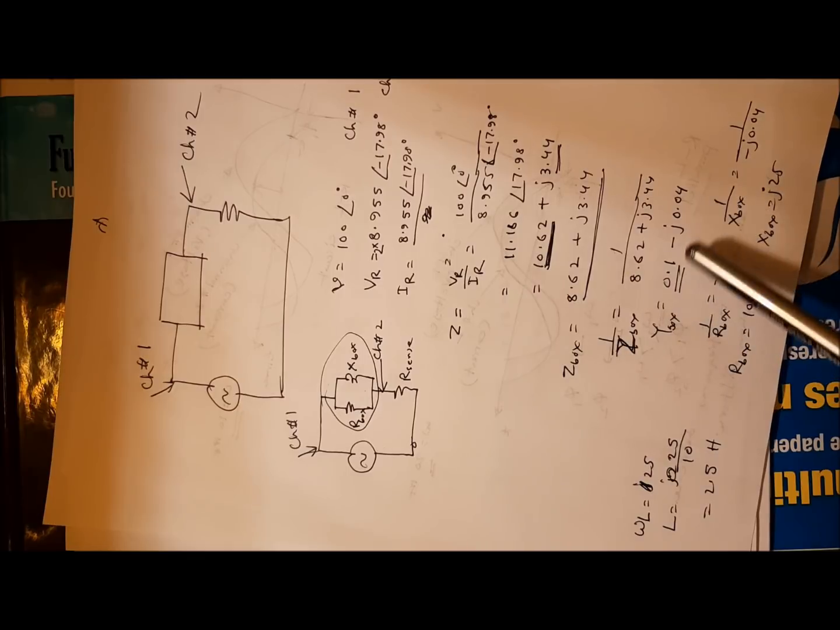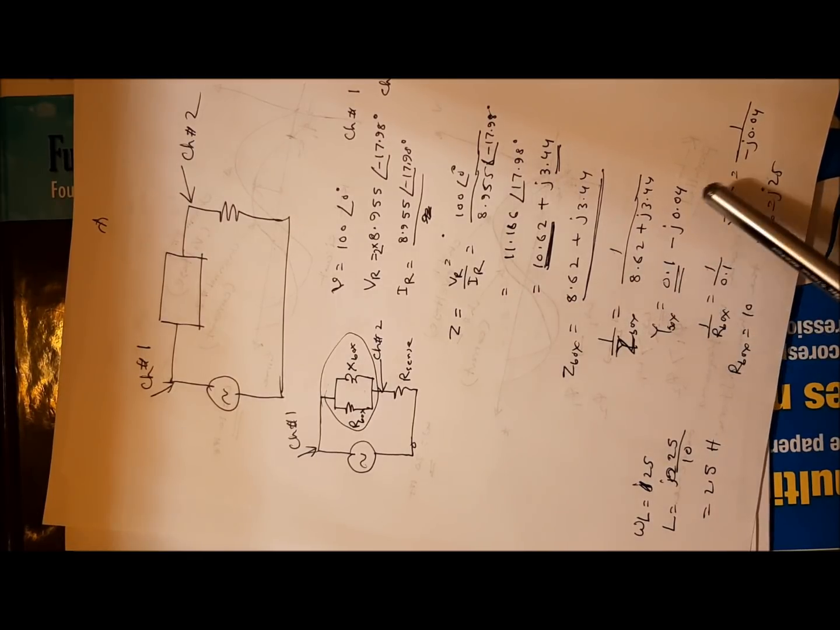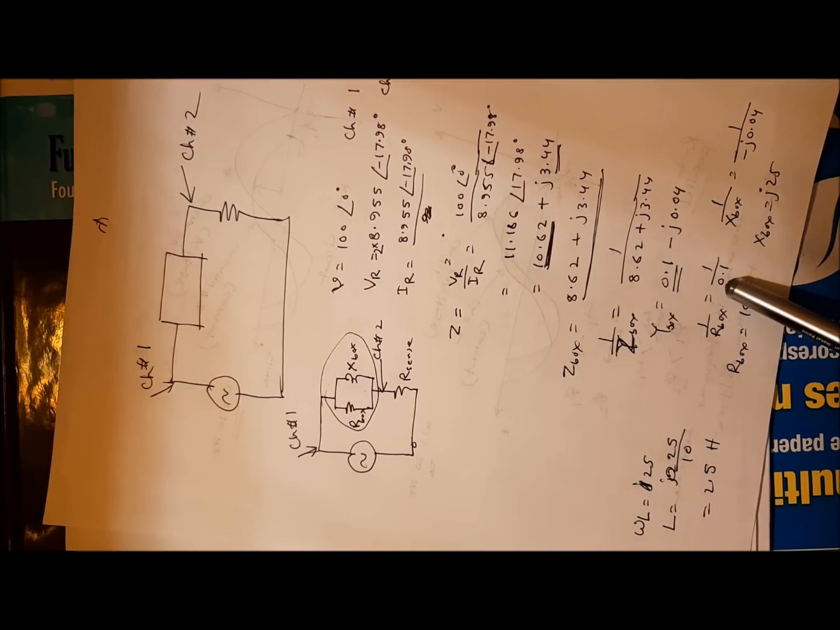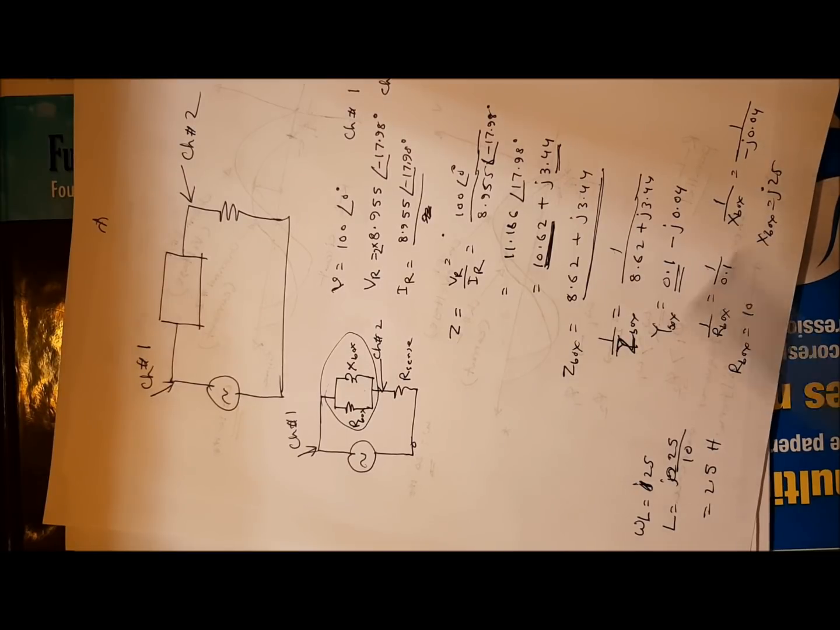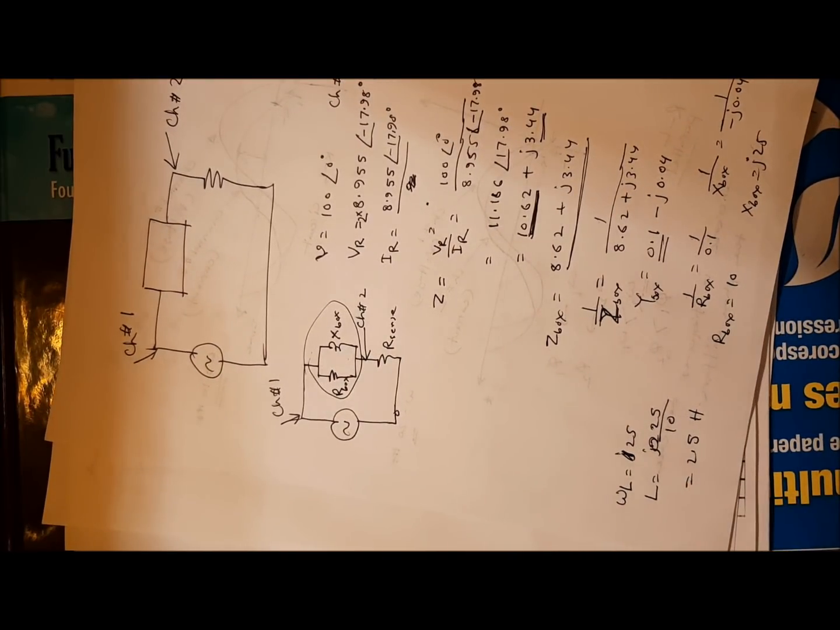Once you get Y box, this is the conductance, and this is the susceptance, the inverse of reactance, and this is the inverse of resistance. If you invert this again, you will get the resistance of the box, and inverting this you will get the reactance of the box. And from this reactance, you can easily find the value for the unknown or box impedance.